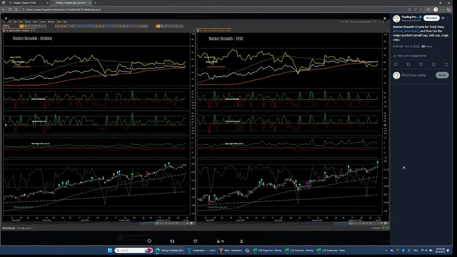If we go from total view, the broadest view, to Nasdaq and NYSE composite, the same thing, internal health actually improved.